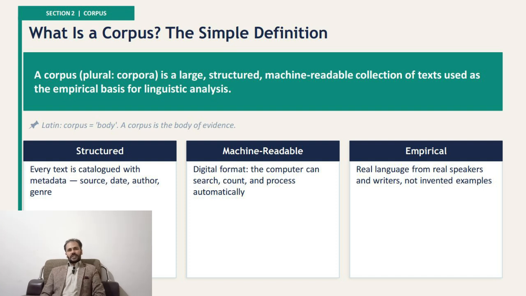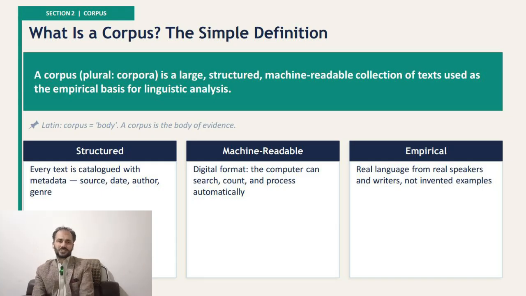In traditional linguistics, especially in the Chomskyan tradition that dominated the 20th century, linguists often invented examples. Chomsky's famous sentence, colorless green ideas sleep furiously, is grammatical but meaningless. And it was invented in the linguist's mind, not found in actual language use. Corpus linguistics takes a completely different approach. It says, do not invent examples, find them. Look at how real speakers actually use language in real life situations. A corpus is the collection of those real examples.